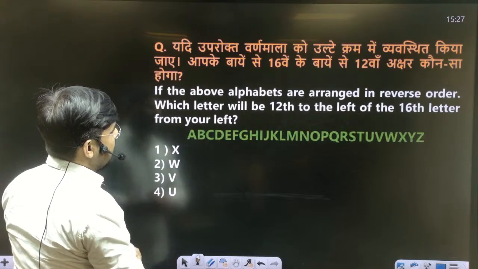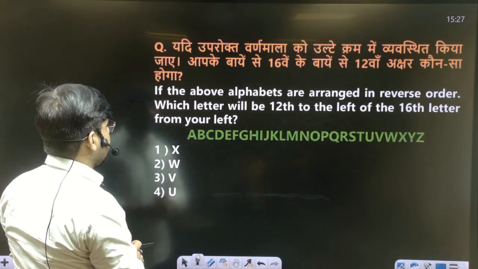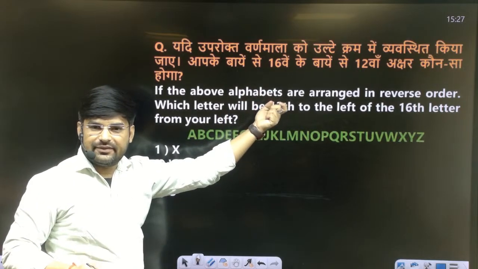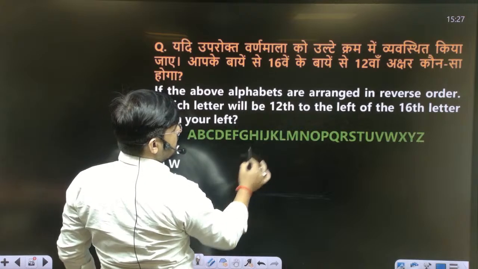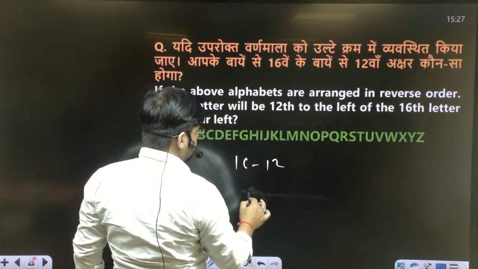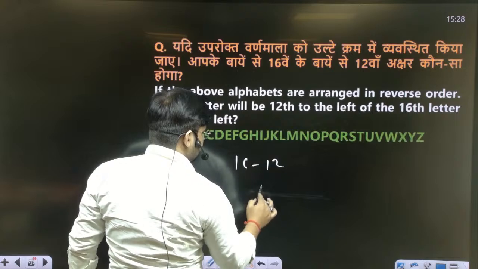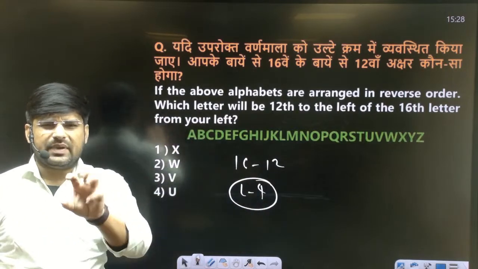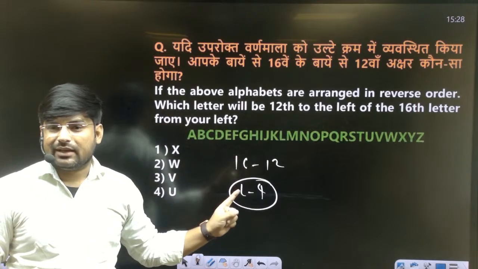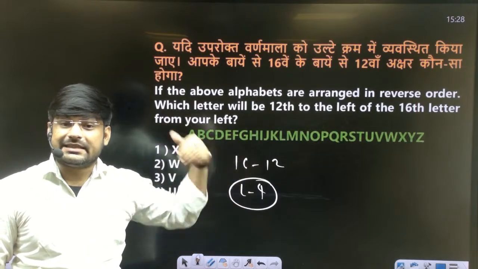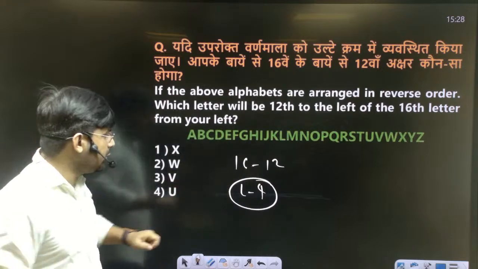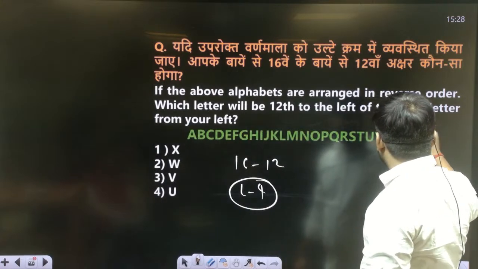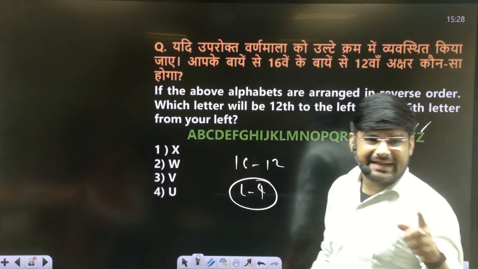If the above alphabets are arranged in the reverse order, which letter will be 12th to the left? Left and left, two times left, so you have to subtract numbers. 16 minus 12, 4 from the left, and 4 is the place value of D. But all the alphabets are arranged in reverse order, so you have to count from this side. 1, 2, 3, 4, it's a W. W is our correct answer.